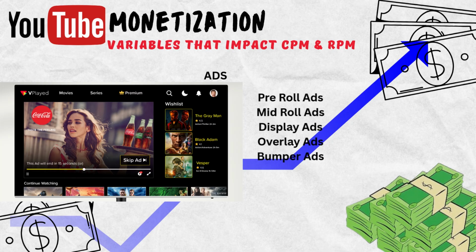And some variables that impact CPM and RPM. There are different types of ads: pre-roll ads, mid-roll ads, display ads, overlay ads, bumper ads, YouTube Shorts ads, and connected TV.